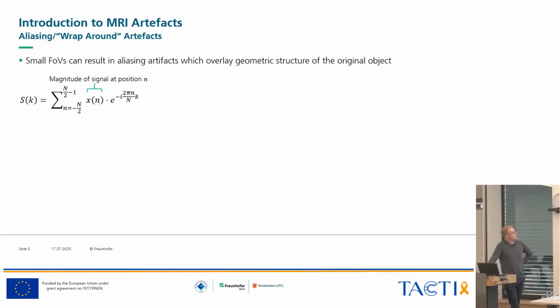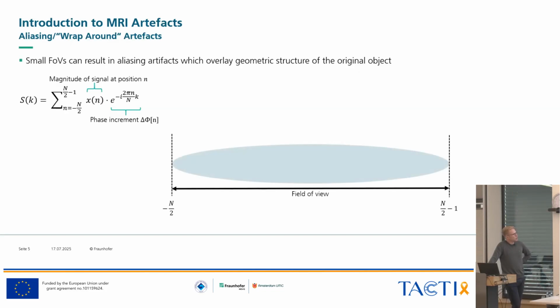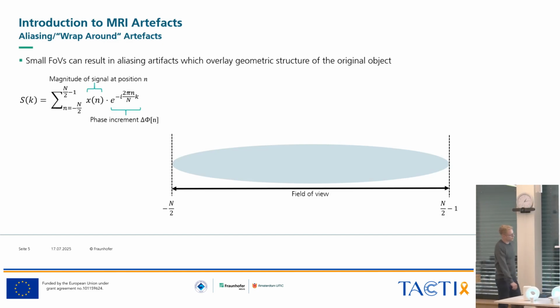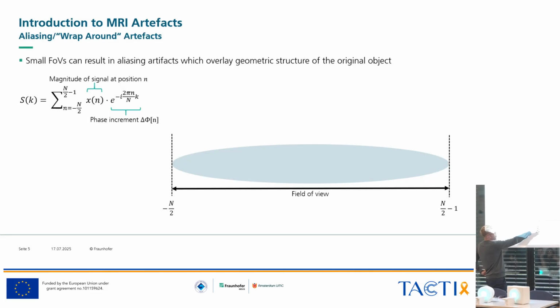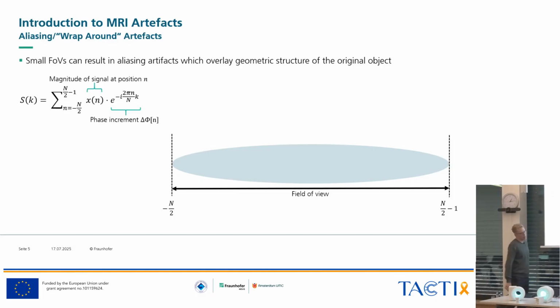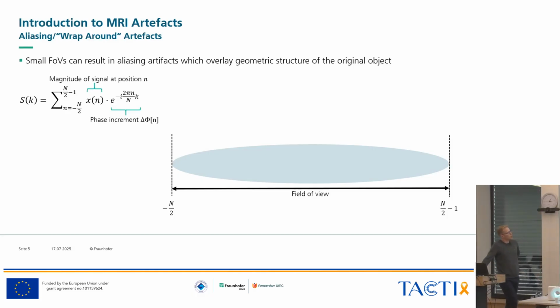And this is basically, by your imaging gradients from the MR system, you apply specific phase increments on your spin ensembles at specific positions in your field of view. And if you then look at such a field of view where we have some sort of an object in there, you basically could apply these different positions based on the field of view. So for those areas at the boundaries of your field of view, you will always have the position N divided by 2, or minus N divided by 2, and N divided by 2 minus 1.